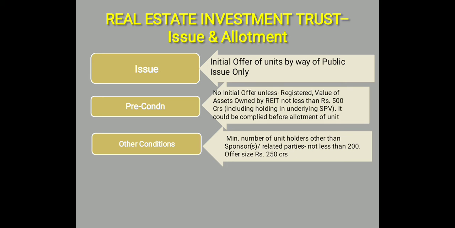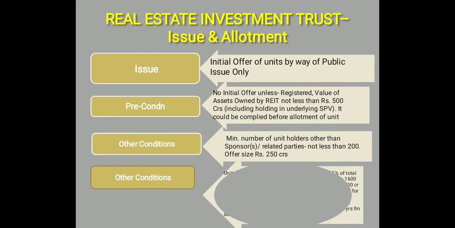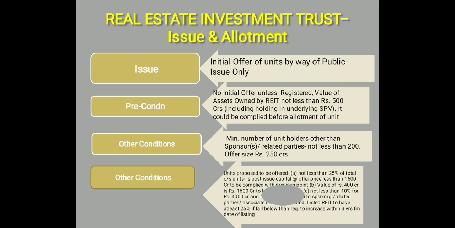So for a REIT it is mandated that the minimum number of unit holders, other than sponsors, their related parties and their associates, forming part of the public shall not be less than 200. Thereafter some more conditions have been laid down.